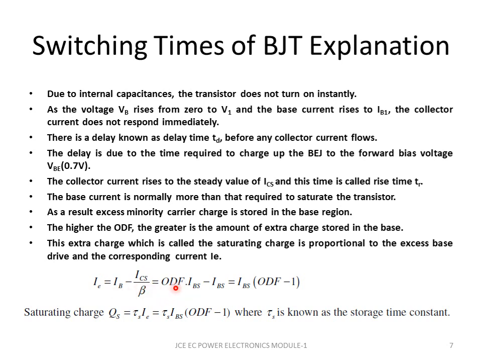IB is nothing but ODF times IBS, minus this becomes IBS. So I have converted all in terms of IBS, and I get IBS into ODF minus 1. This becomes the extra current, and the corresponding extra charge, which we call the saturating charge, that gets stored in the base is given by tau s into IE. If I put this IE value here, I get this expression for the saturating charge, tau s into IBS into ODF minus 1, where tau s is known as the storage time constant.